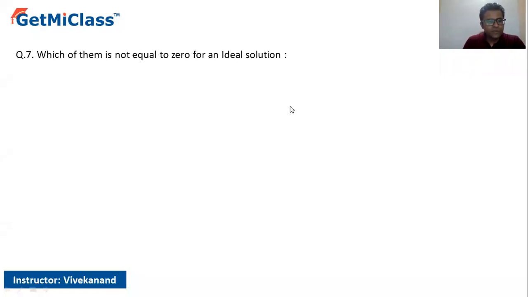Question number 7, which of them is not equal to 0 for an ideal solution? A, delta V of mixing. B, delta P is equal to P observed minus P of Raoult, that is the pressure observed minus the pressure for the Raoult's law. Option C, delta H of mixing, that is the enthalpy of mixing. Option D, that is the entropy of mixing.